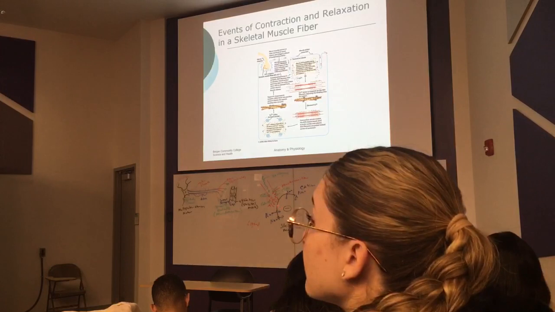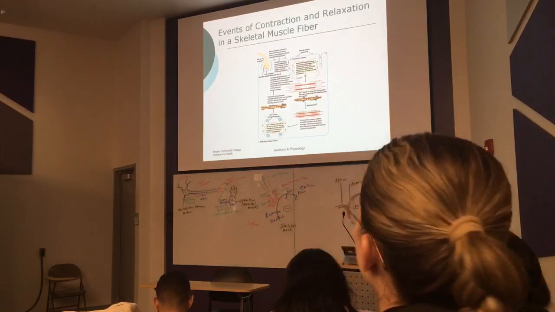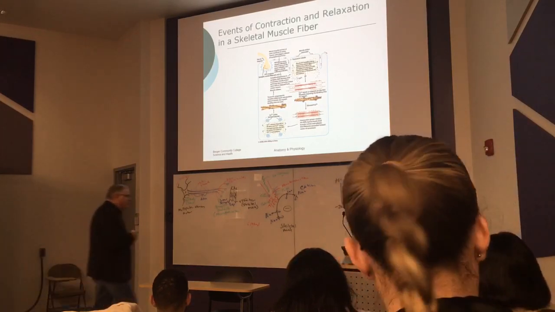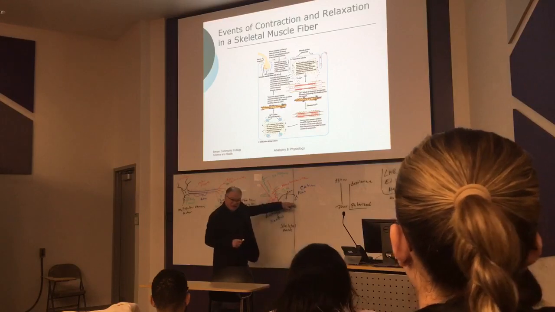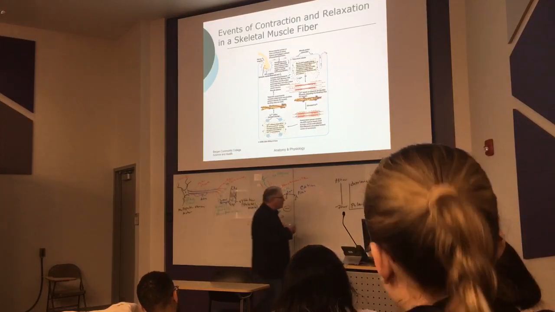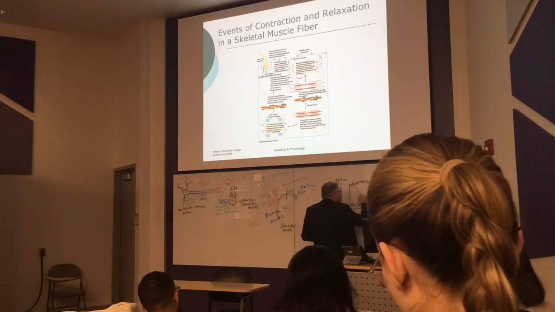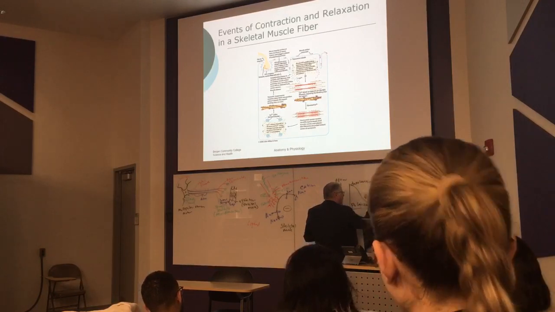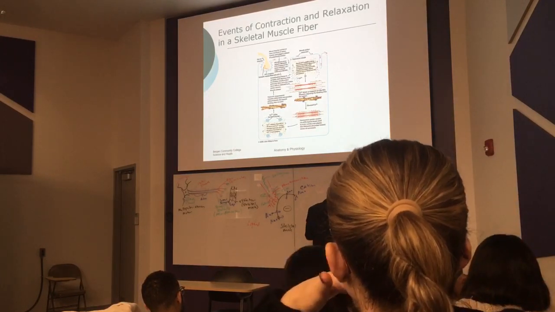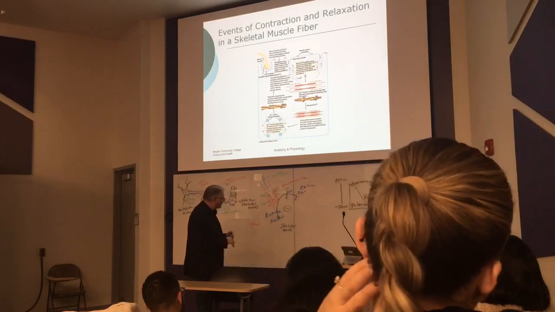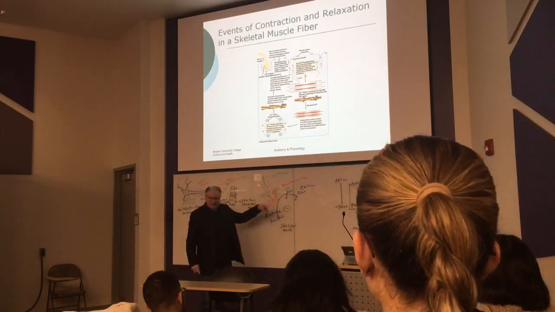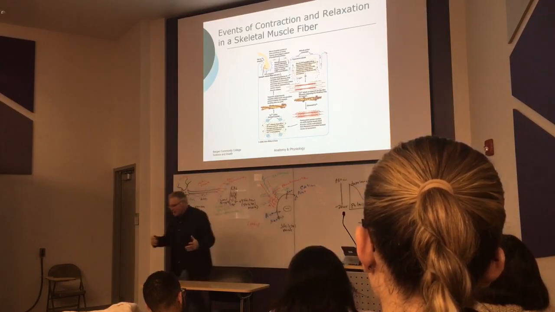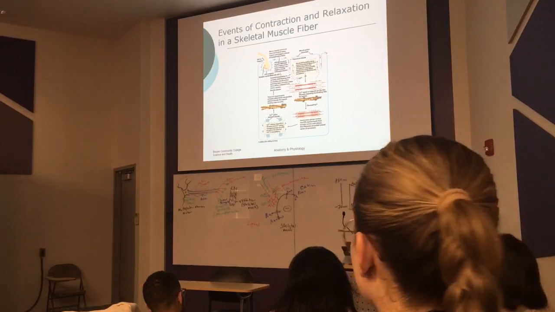Now the gate's shut and we pump sodium out. We're going to get into this more next semester. When the sodium leaves and the sodium gate shuts, first potassium leaves, so you get a little slope down like that. We're going to hyperpolarize, then repolarize, putting it back in a resting state. Once it's in a resting state, the sodium-potassium pump moves potassium back in and sodium back out, and we go back to that resting state. We'll do that next semester.